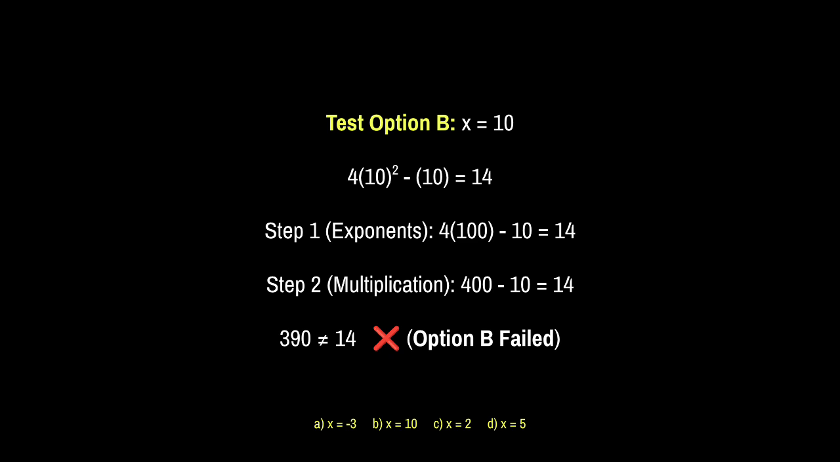Here's a great test taking tip. You don't always have to finish every exact calculation on the GED. As soon as you see 4 times 100 equals 400, you know there's no way subtracting 10 is going to get you down to 14. Recognizing that early saves you precious seconds. Option B is way too large, so we can get rid of it immediately and keep moving.